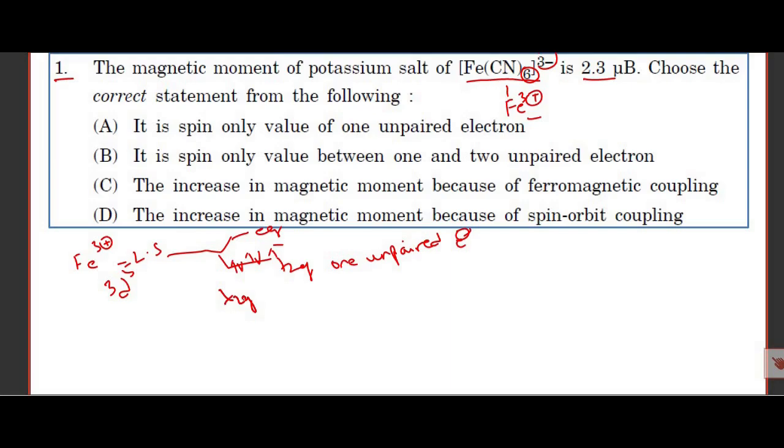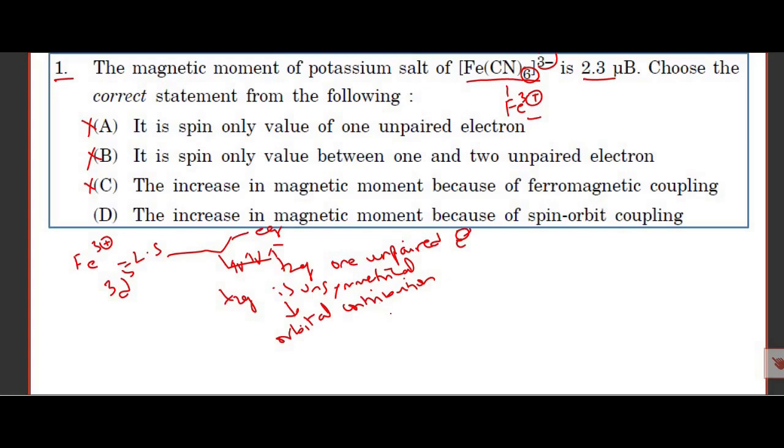Here the t2g is unsymmetrical, and which gives an orbital contribution. Hence the answer: it is a spin only value with one unpaired electron? It's not a spin only value. The spin only value between 1 and 2 unpaired electrons is also wrong. The increase in magnetic moment because of ferromagnetic coupling is also wrong.